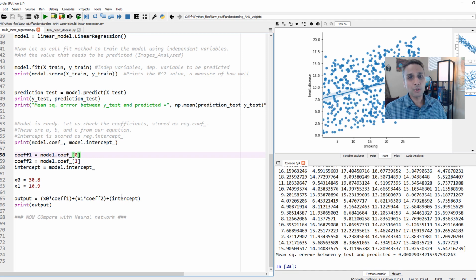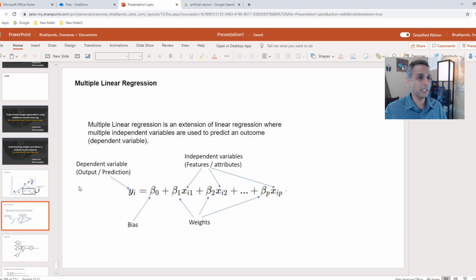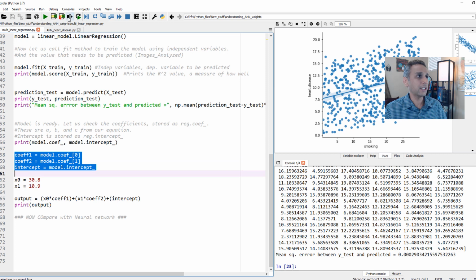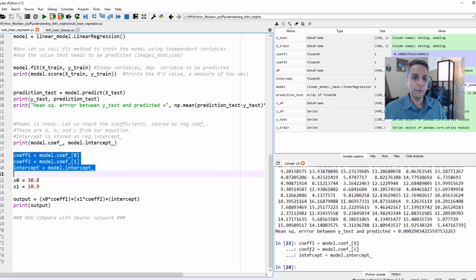Okay, now let's do something. If you remember, let's go ahead and open this. You see this equation? Now let's go ahead and print out these beta 0, beta 1, beta 2 values for linear regression. How do we do that? Well, you can easily do that by using model.coef_ and model.intercept_. So let's do these three so you can actually see coefficient 1, coefficient 2, and the intercept.